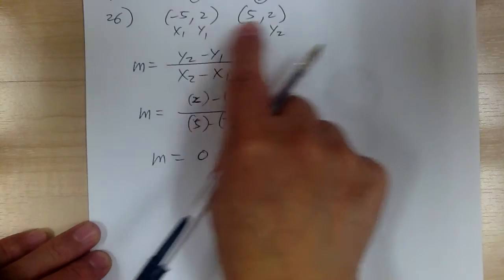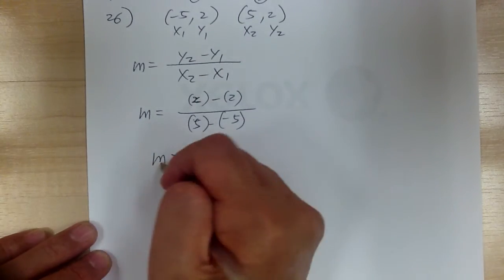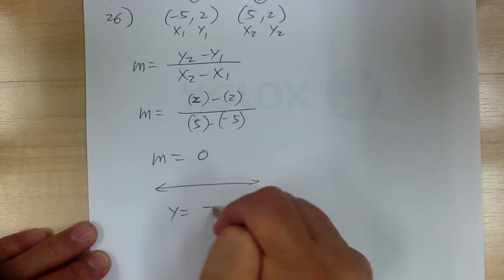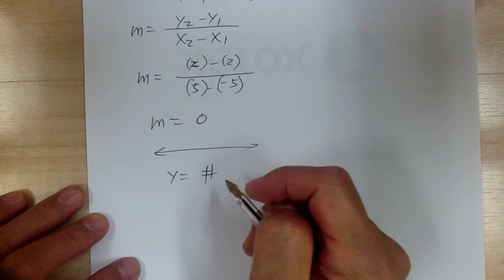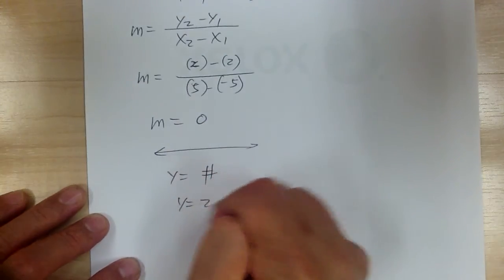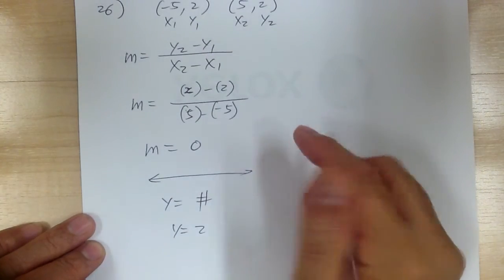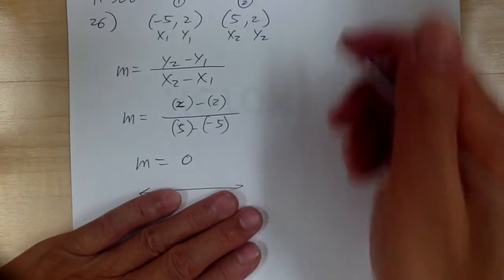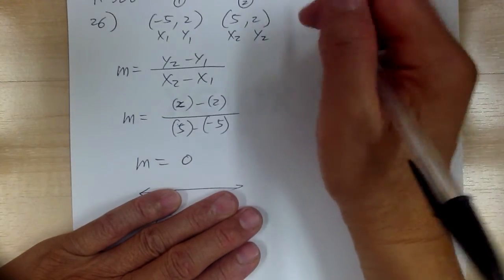By just looking at it, notice that when the slope equals 0, the line is going to be like that. The equation is going to be y equals a number. By looking at it, you can see that y is equal to 2, y is always equal to 2. Now if you don't realize that, that's okay. You just continue.